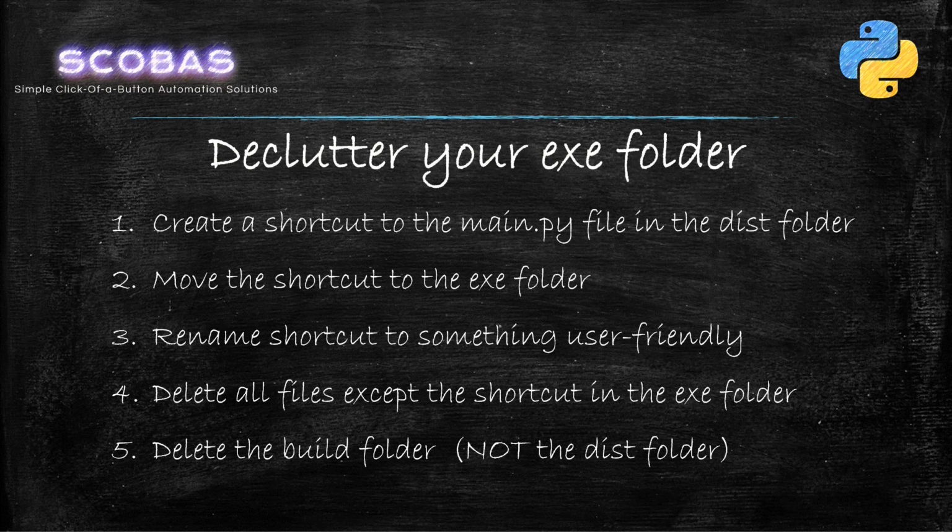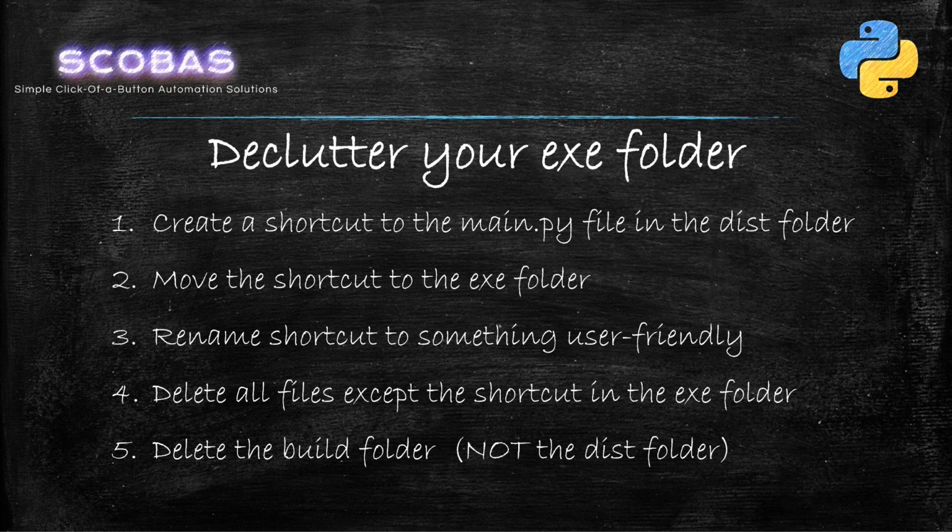Now that should then result in a folder that has your executable in there. I'll show you where it sits. It sits in the dist folder, and it's probably called main.py. It's whatever the name of your Python file was. So in the dist folder, subfolder if you like, you create a shortcut to main.py. Then you move that shortcut to the exe folder, and then rename that shortcut to something user-friendly, because this is what your user will be clicking on.